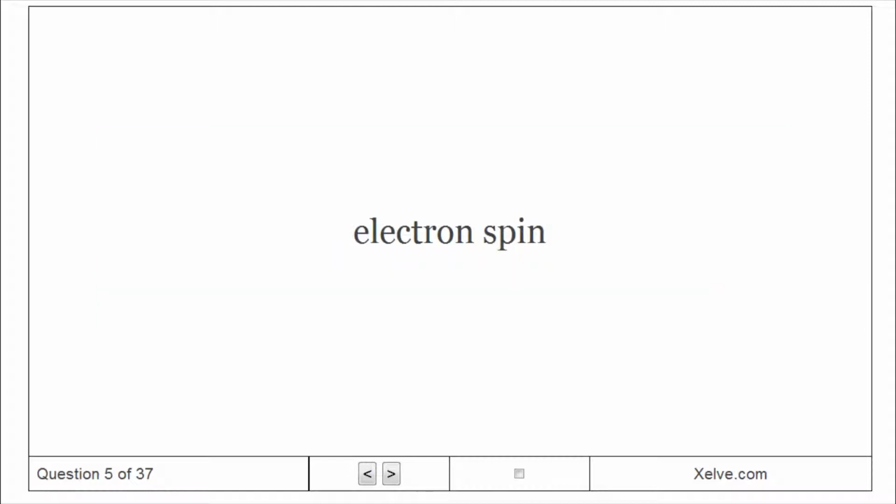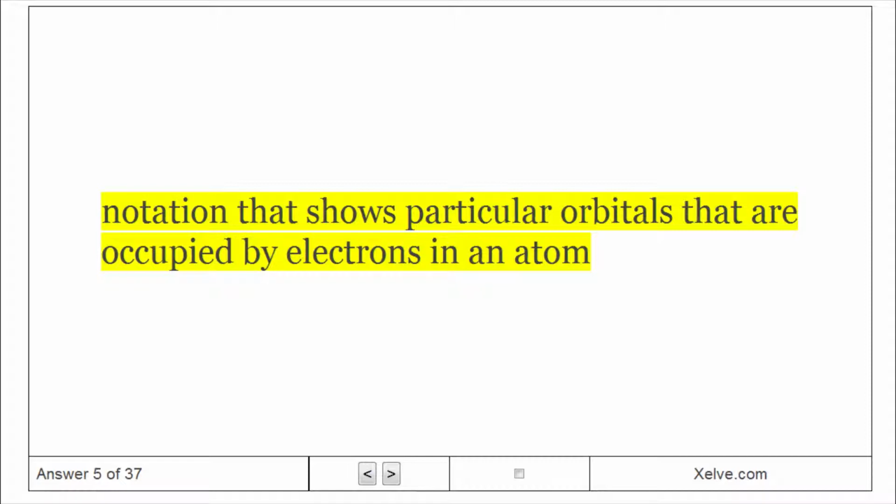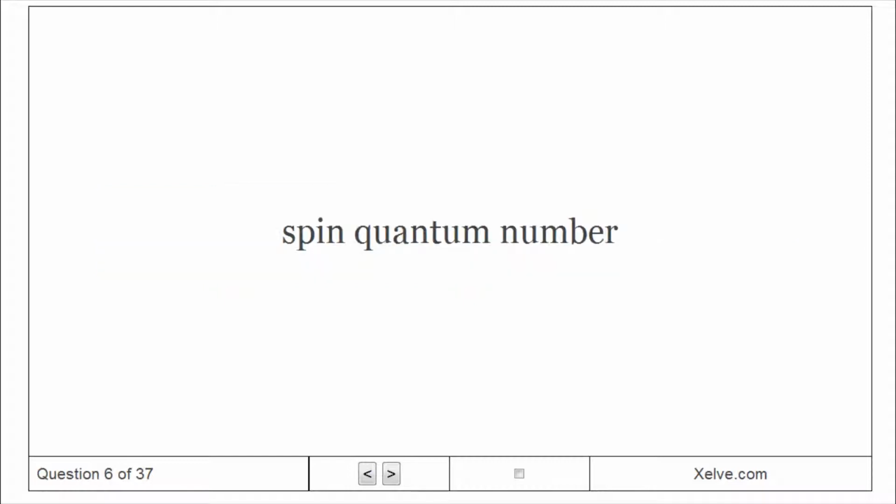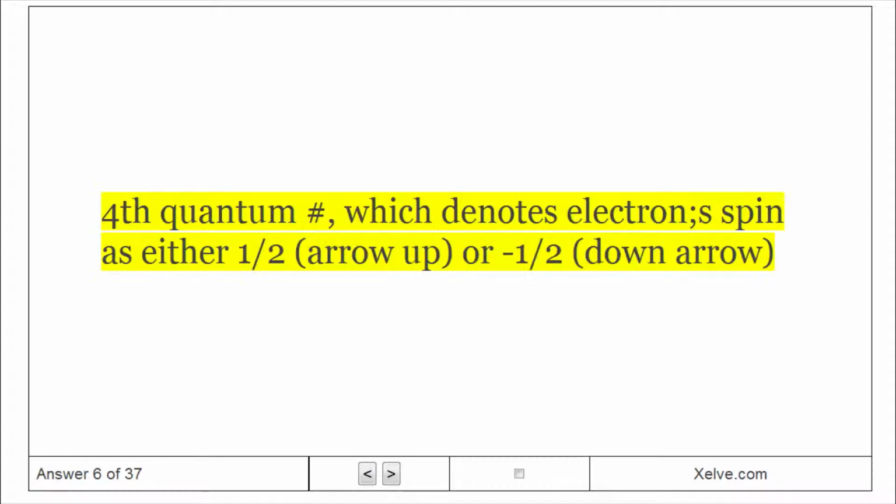Electron spin. Spin quantum number. The fourth quantum number, which denotes that an electron's spin is either 1/2 or -1/2.